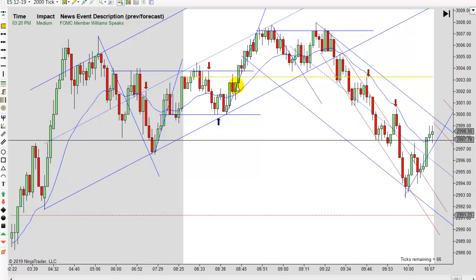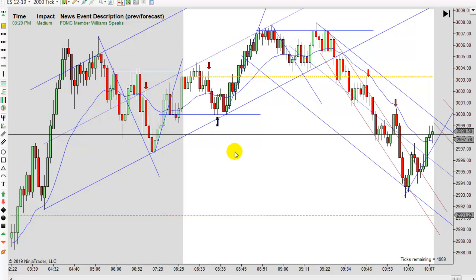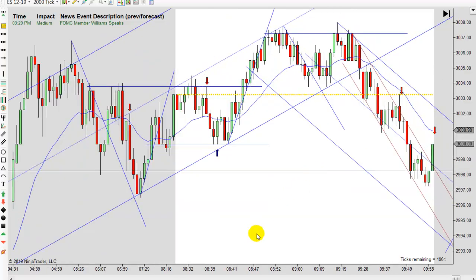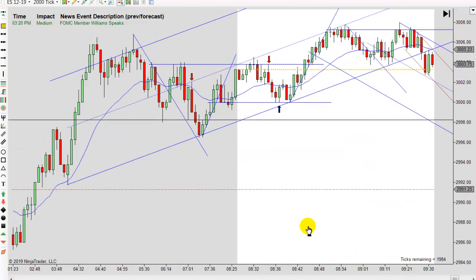I went back and forth whether or not to make that one green. Your better entry was right here, but this is the one that would have got the runner, although it wouldn't have been a real big runner. Anyway, let's back out and talk about the trades, and we'll wrap it up.